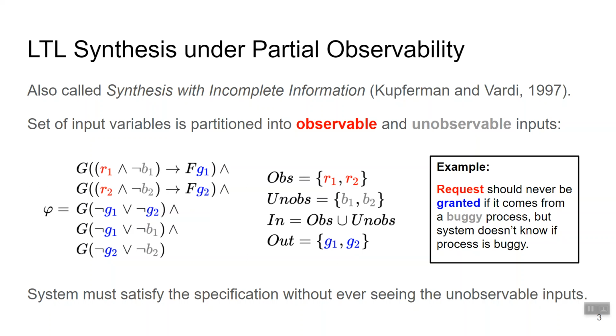If the system was able to observe the values of B1 and B2, it would be able to always choose the outputs correctly. Since it can't, however, this specification is actually unrealizable under partial observability, even though it would be realizable in the original formulation, which assumes full observability.